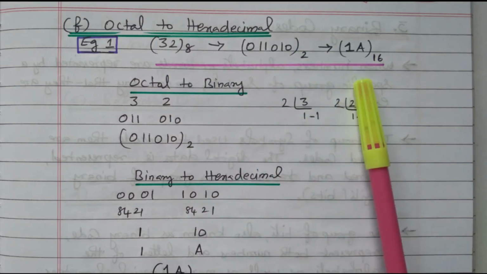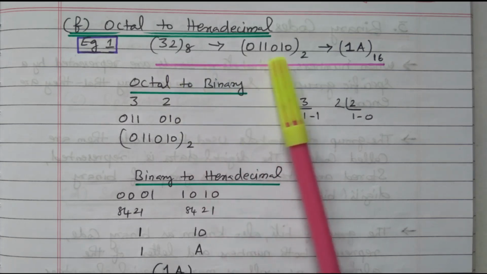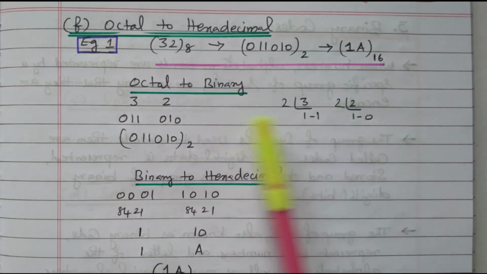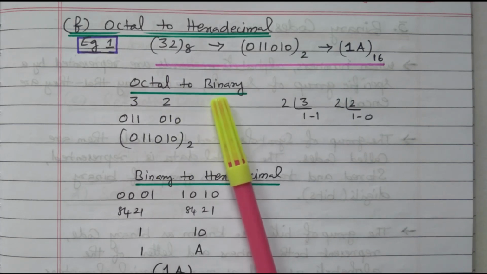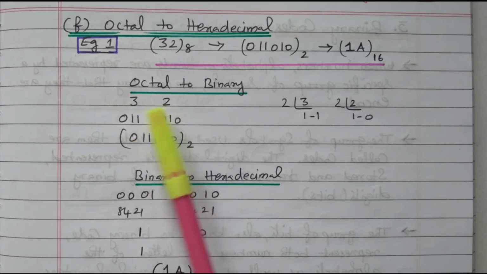There are 2 stages. Direct conversion is not there. We have only the indirect conversion, that is from octal to binary, binary to hexadecimal. First we will go octal to binary. How will we convert this octal to binary? The octal number given is 32.